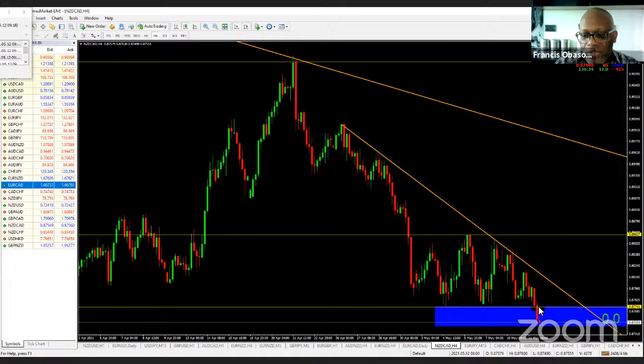I mean, even if it does break it, then you have structure there. So I believe it's going to be going down. I'll just wait for it to close below this area, and I will be jumping in for a sell. Okay, let's see if we can find trades for today anyway. That is just by the way.